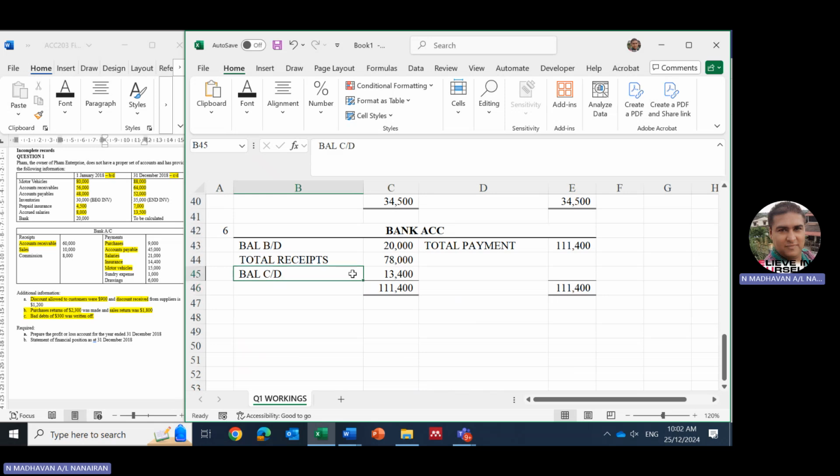13,400. Correct or not? So this now will go to current asset or current liability? Positive or negative? Negative. So it goes to current liability.